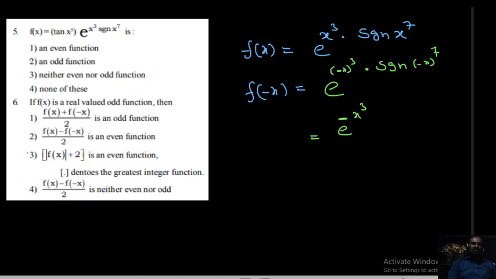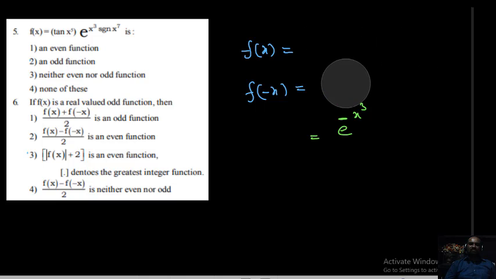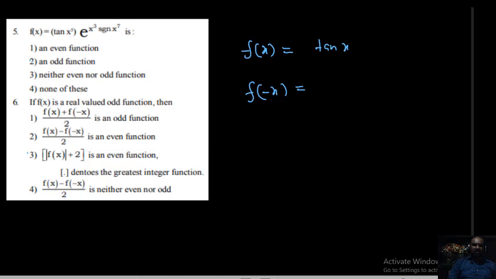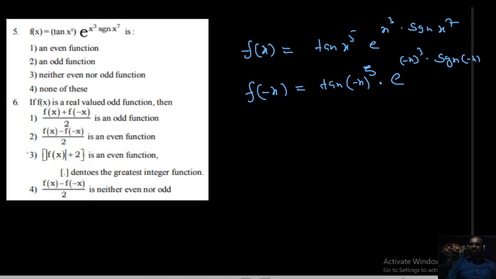Oh, something is the tan also there. I forgot to write that. Wait. What is the actual question? It is tan x power 5 into e power x cube into signum of x power 7. Okay, no problem. So tan of minus x power 5, e power minus x cube into signum of minus x power 7.